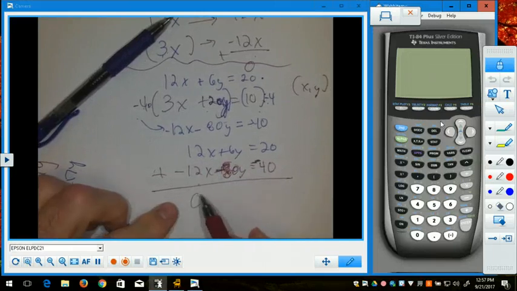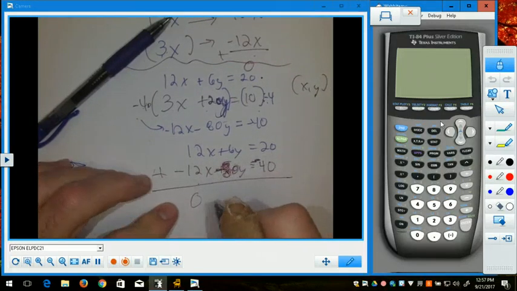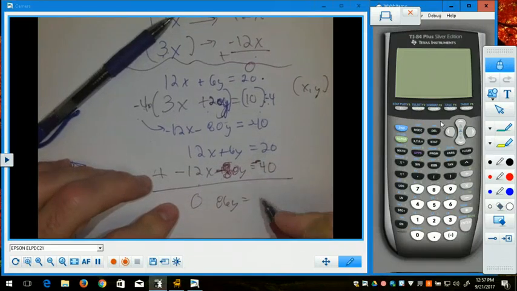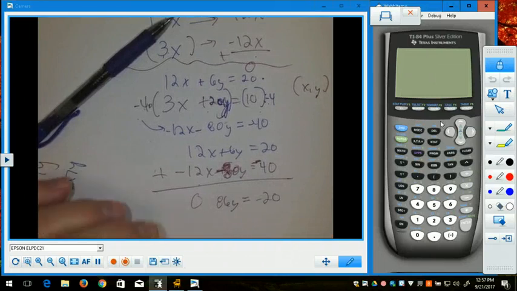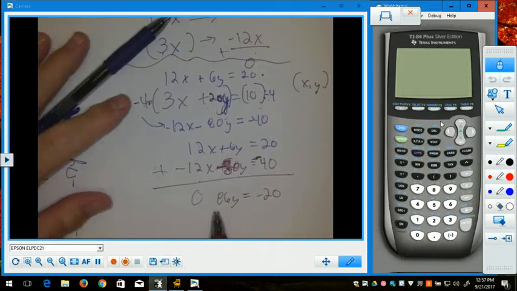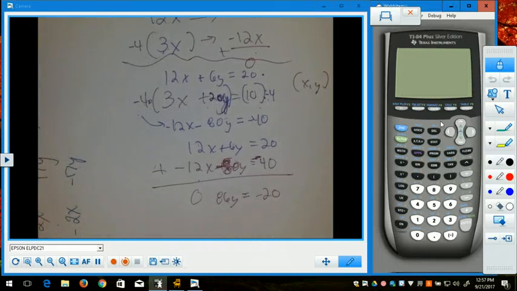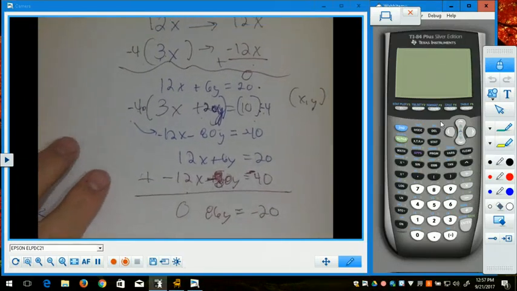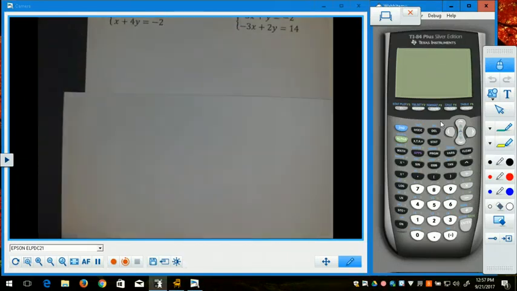This one becomes 0. This becomes 86y, and this becomes negative 20. And yes, we are going to get a fraction for y on this system that I set up, but we would be able to solve for y if we were looking at this. Just giving you a little bit of preview of what we're going to be doing in this lesson.